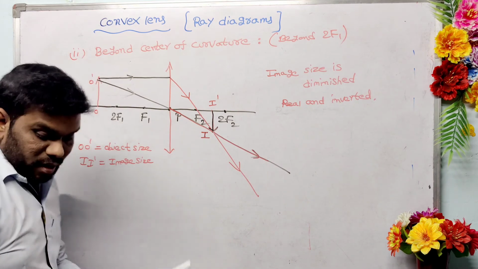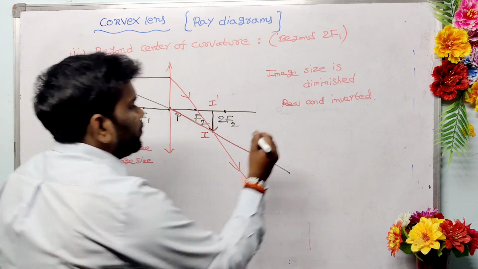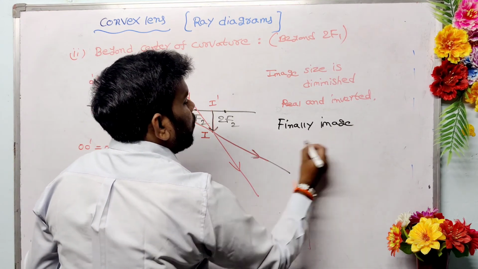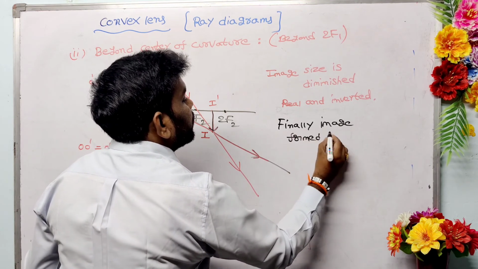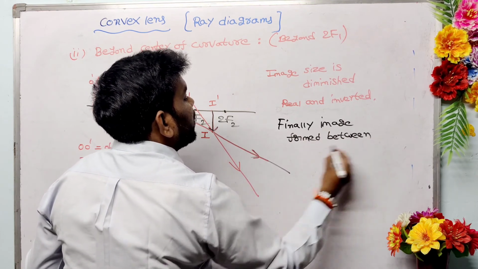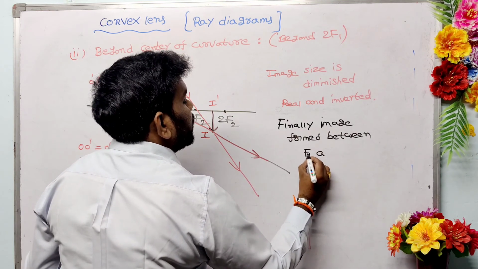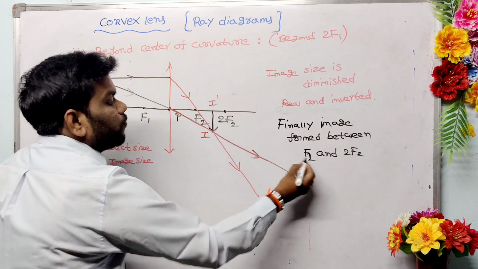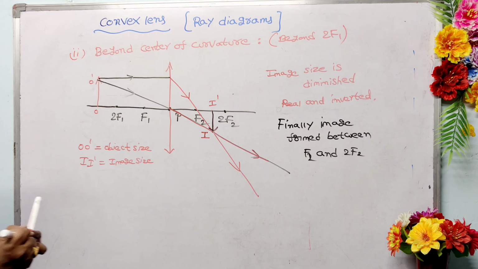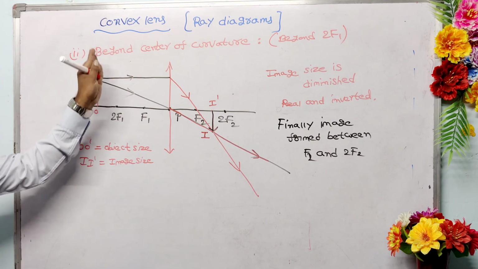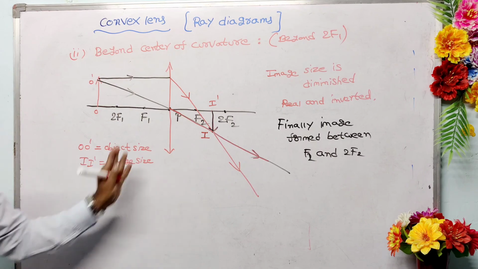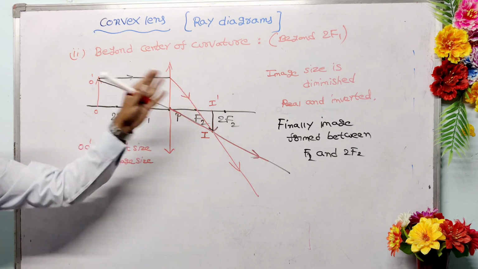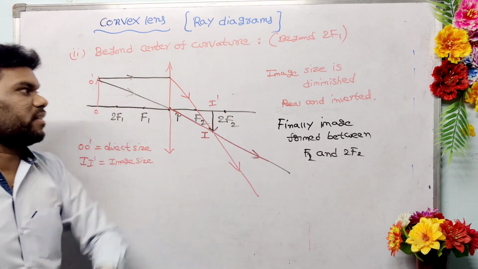So here in this case, finally the image is formed between F2 and 2F2. చూసారా? F2 to 2F2. It means focus, it means center of curvature. Now the object is placed beyond center of curvature, then finally the image is formed between F2 and 2F2. The image size is diminished when compared to the object size. So it is a real and inverted image.